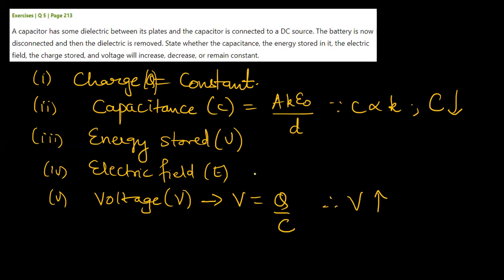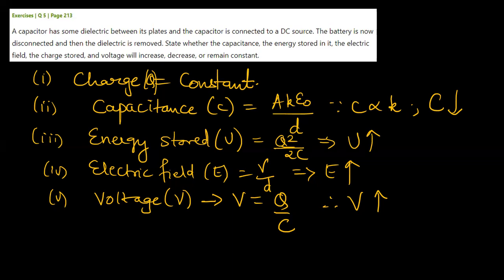Electric field is proportional to voltage, E equal to V by D. Since V is increasing, E will also increase. As far as the energy stored is concerned, the formula is Q square upon 2C. Q is constant. Since C is decreasing, U will increase. So the conclusion is charge will remain constant, capacitance decreases, energy stored increases, electric field increases, voltage also increases.